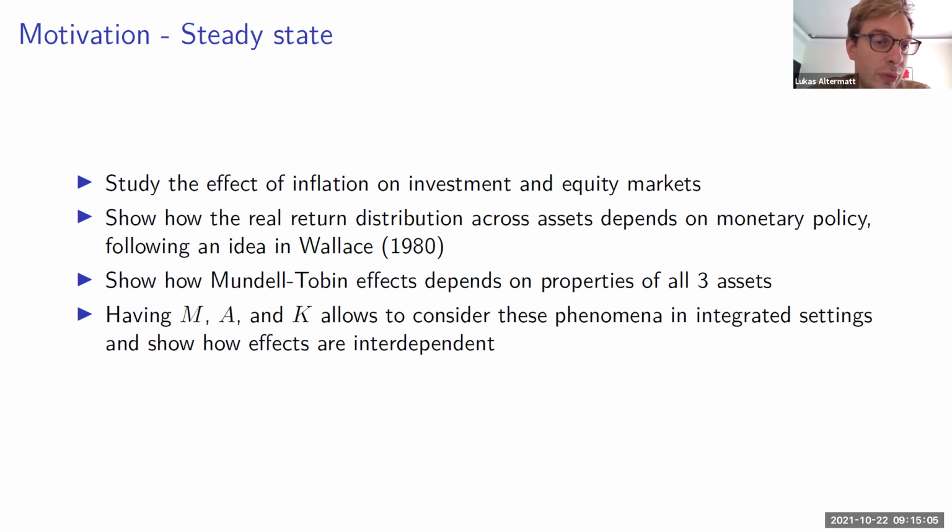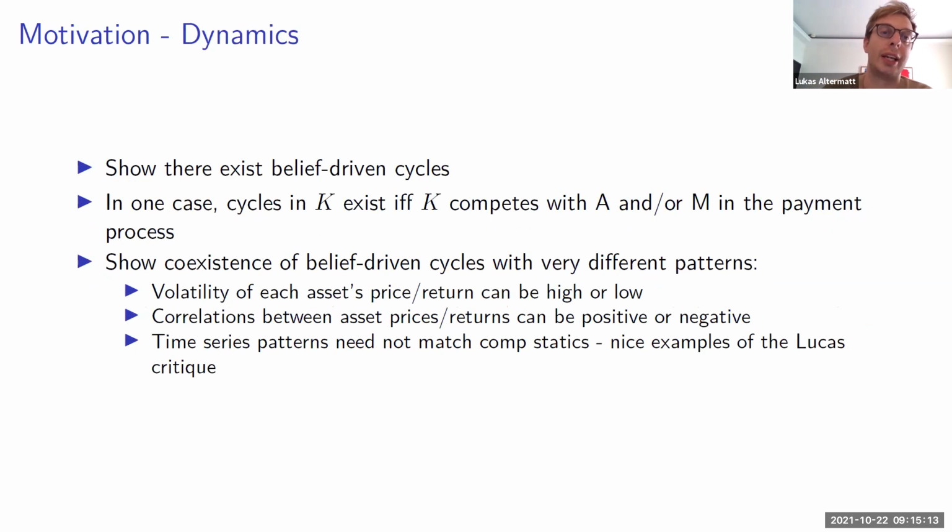And just generally speaking, having money, assets, and capital allows us to consider these phenomena in integrated settings and shows how effects are interdependent. In terms of the dynamics, we show that there exist belief-driven cycles. This has been known for monetary models with one asset for a while, but we extend this to multiple assets. And one result we have is that, in the setup we use at least, capital cannot cycle if it's the only asset in the economy.